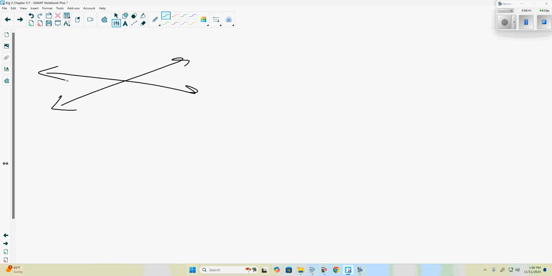And one of three things is going to happen. Either A, they're going to intersect at a point, so there's a single solution. B, the two lines are parallel to each other, so there is no solution. Or C, both equations are the same line, so there are infinitely many solutions. So we have one of these three when we have systems of linear equations.